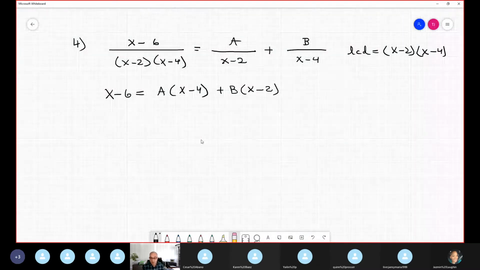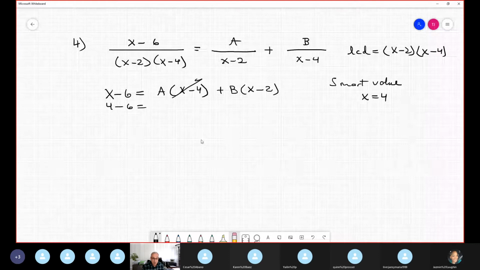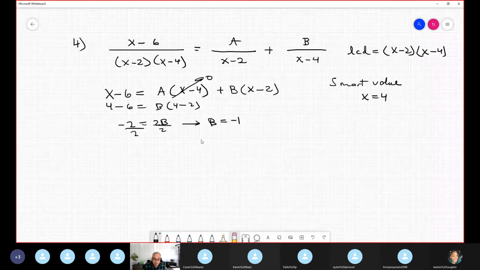Super. And you apply the smart value. The smart values, for example, are 4 and 2. Suppose I select 4. So we have 4 minus 6 is equal to... this is gone, it's cancelled out, 4 minus 4 is 0. B times 4 minus 2. So this is -2, and this is +2. Divided by 2 on both sides, it's obvious that B is -1.